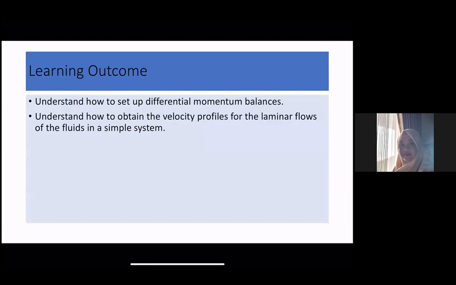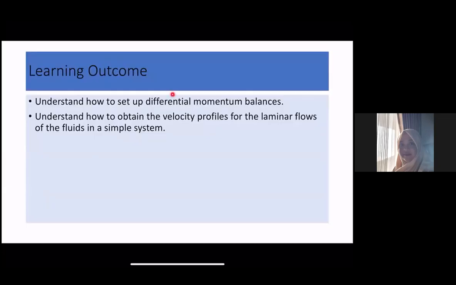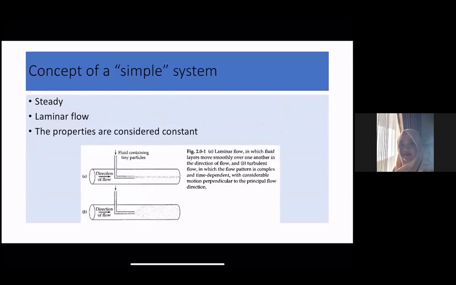Okay, so the learning outcome is that we know how to set up a different momentum balance, and we understand how to obtain a velocity profile of the laminar flow of fluids in a simple system. Okay, so before that, we have to understand also.